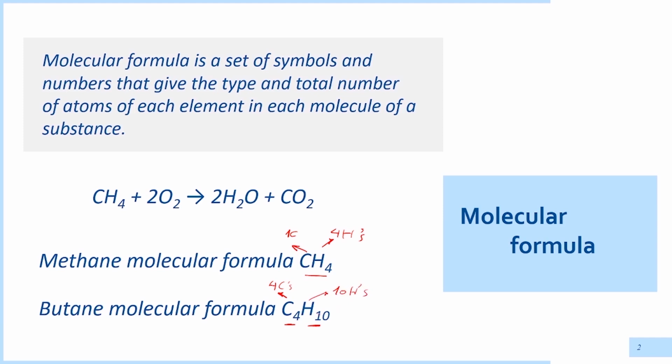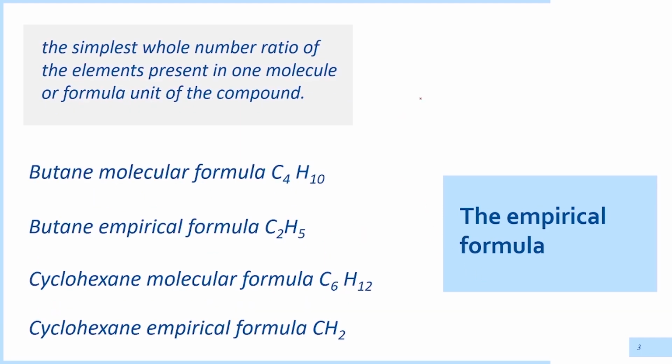Now, let's move to the empirical formula. The empirical formula is a simple method to represent the ratio of atoms in a molecule. The empirical formula gives us information about the type of atoms in each molecule and their ratios, but not the exact number of each type.